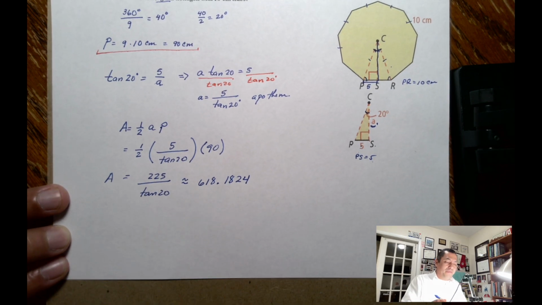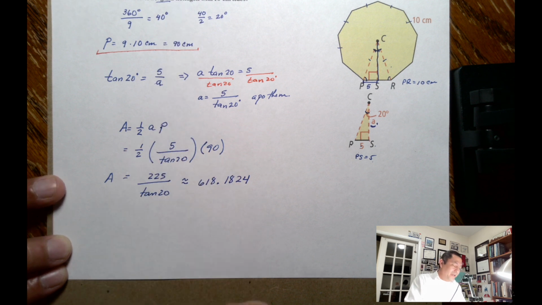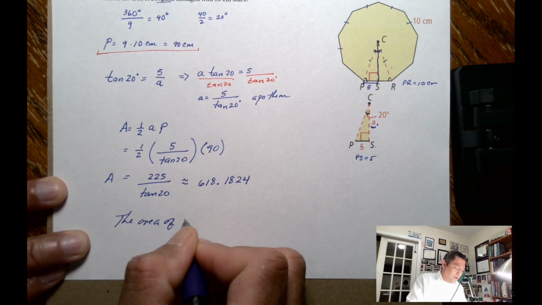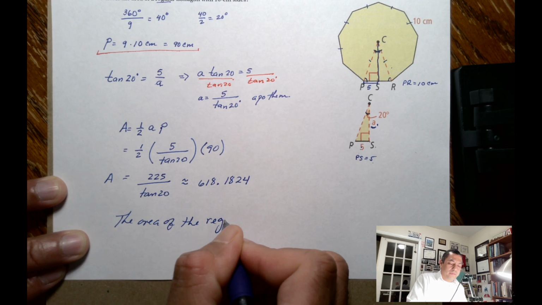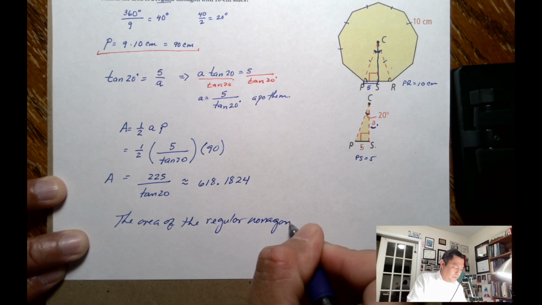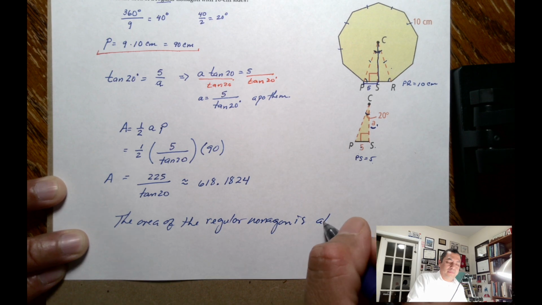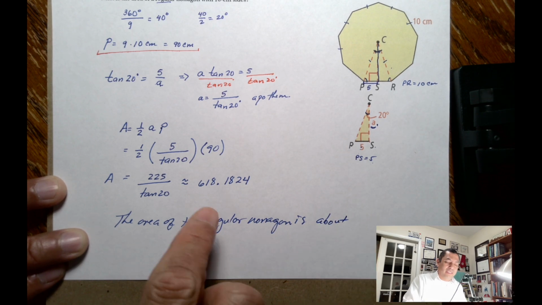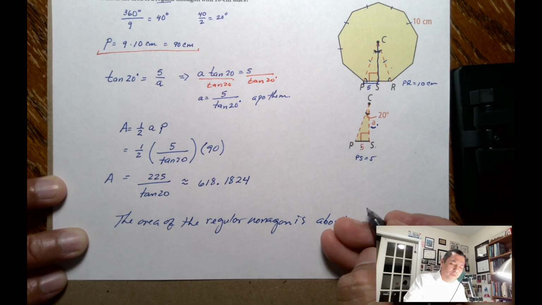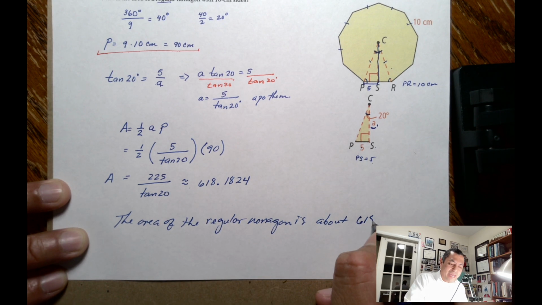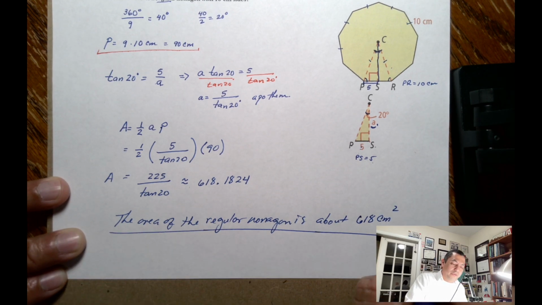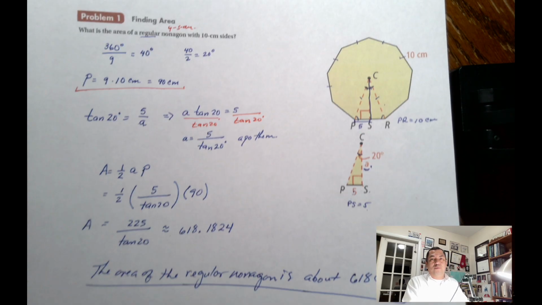The area of that regular nonagon is about, in this case, 618.18. I'm going to round it to the nearest whole number, which is 618, in this case centimeters squared. That's the solution for problem number 1.